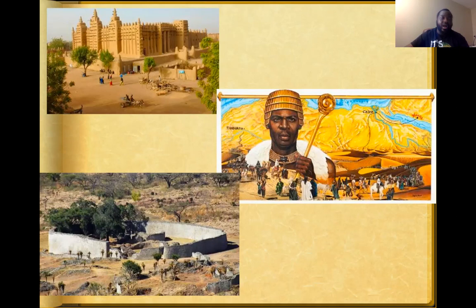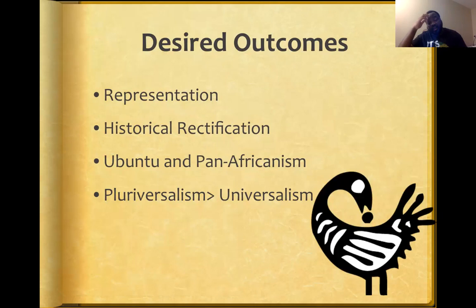So I just use this, again, this is a snapshot, right? We could spend all day on finding instances like this, and I challenge you to do the same now that I've told you about the Afrocentric idea. Okay, so what are the desired outcomes of studying things in this way?